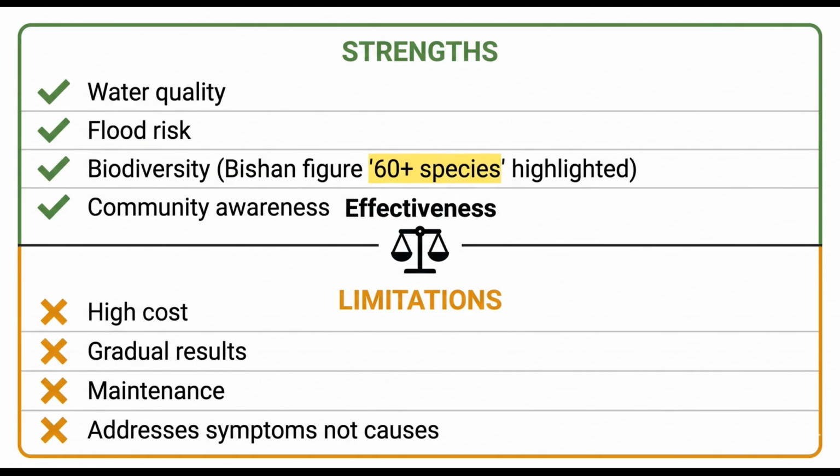It restores biodiversity. Bishan Ang Mo Kio Park is the headline example, going from near zero to 60+ species. And it builds community awareness and stewardship. When people use parks alongside clean waterways, they are more likely to appreciate and protect them. The limitations are also real.